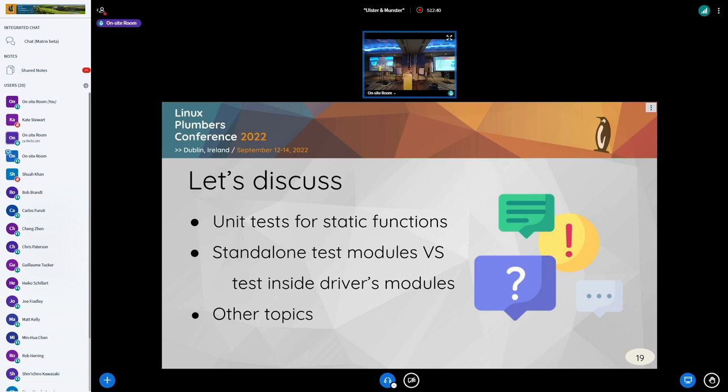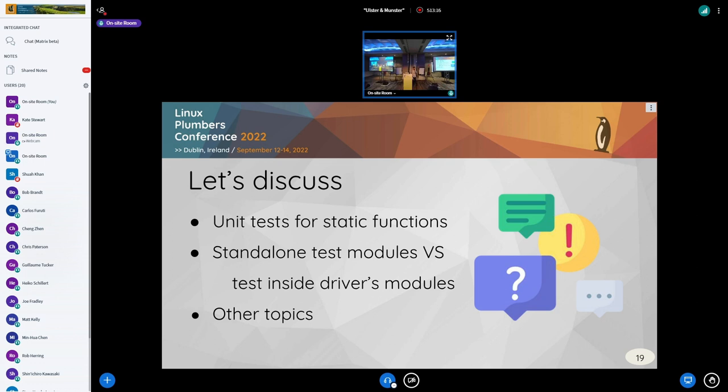So now for the discussion, what do you guys and girls think about writing unit tests for static functions? Does anyone have thoughts about writing tests for tested modules, or writing tests inside the driver itself? Maybe depending on your pipeline, you have some thoughts on that. And maybe for the DRM people present here, would you have other topics to talk about?